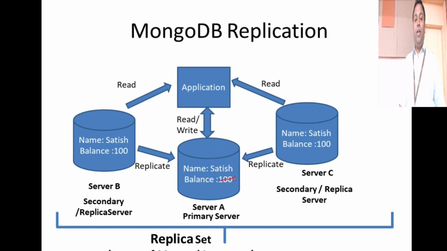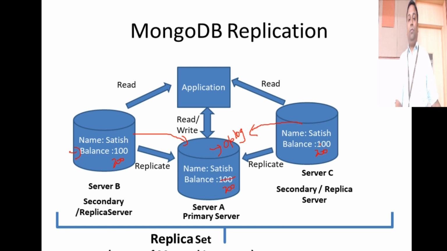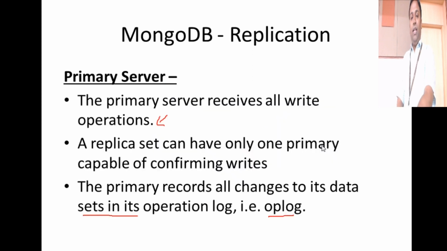So when it modifies this to 200, it has a log file. It's a collection to which it records the changes. The other replica servers asynchronously get the updates from the log file and apply those changes to their instances. So that is the meaning. Every change that's happening is entered in an operational log in the primary.